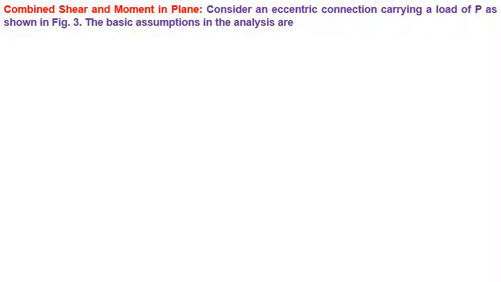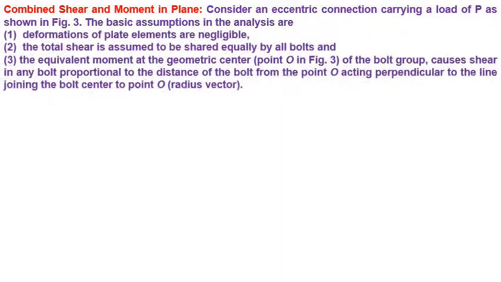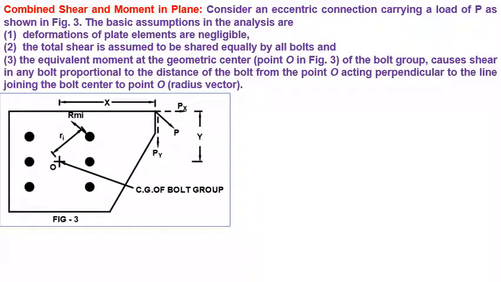Now we start with the first type of connection, that is combined shear and moment in plane. Consider an eccentric connection carrying a load P as shown in figure third. The basic assumptions in the analysis are: first, deformation of plate elements is negligible. Second, the total shear is assumed to be shared equally by all bolts.